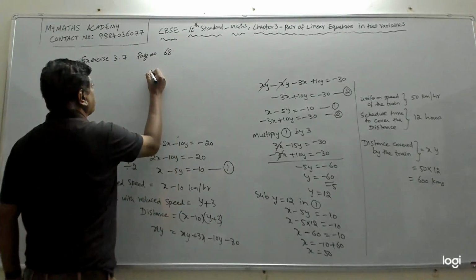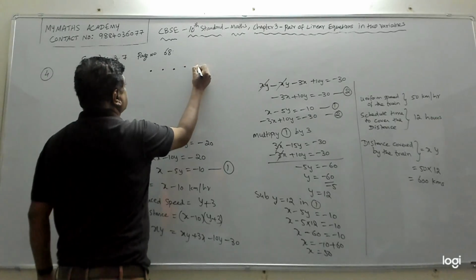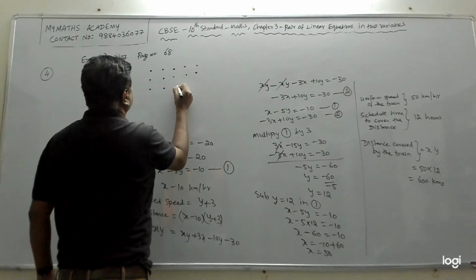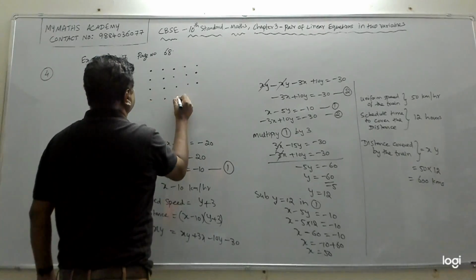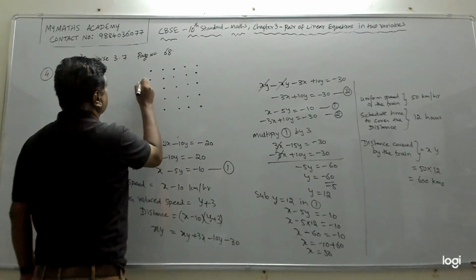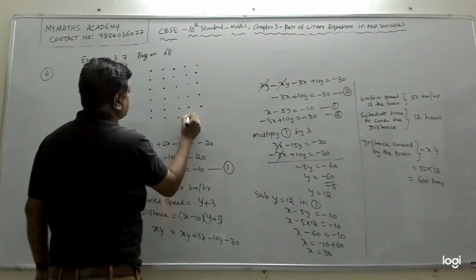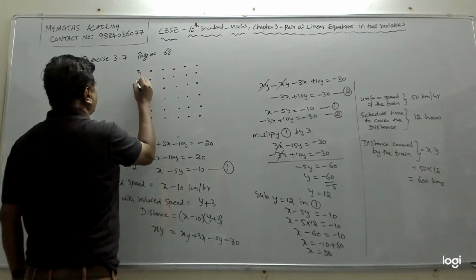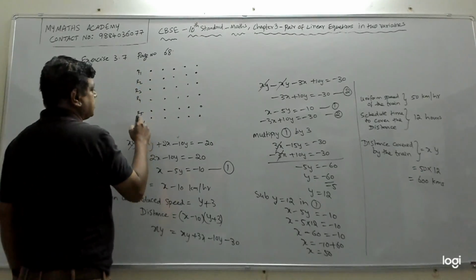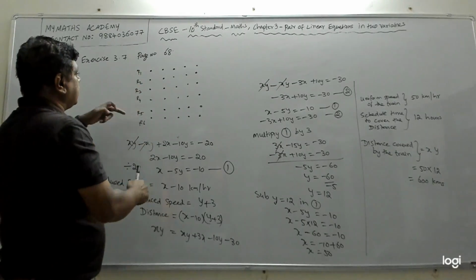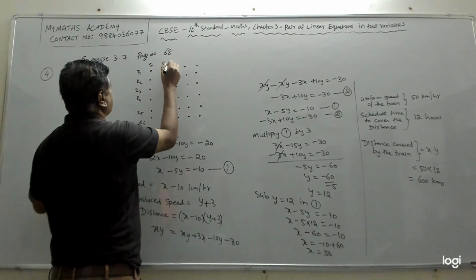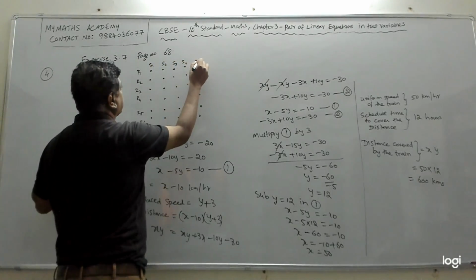Suppose these are the students, and I'm keeping 5 students in each row. This is just an example I'm giving. There are 6 rows: R1, R2, R3, R4, R5, and R6. Now each row has how many students? 1, 2, 3, 4, 5 students.